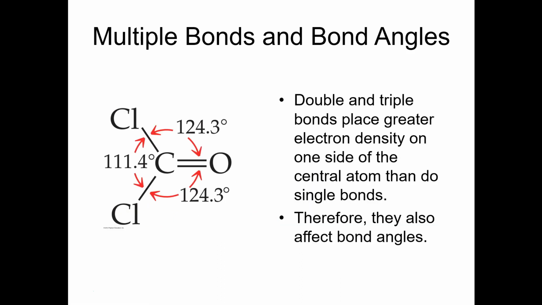And then I think this has come up as well, and that is that a double bond or a triple bond is also larger, has more electron density than a single bond, and so they will squeeze bond angles as well. So you can see in this model of phosgene, which is the name of this molecule here, that the OCCl bond angles are larger than the ClCCl bond angles because these ones contain a double bond.